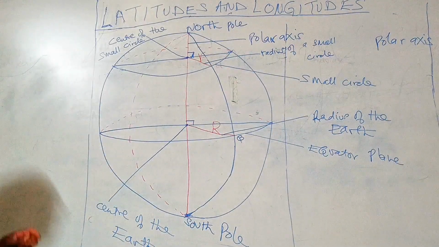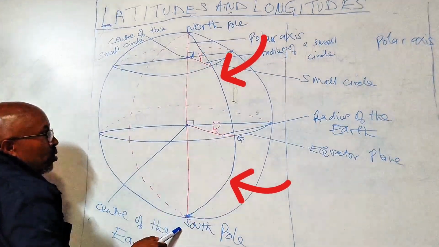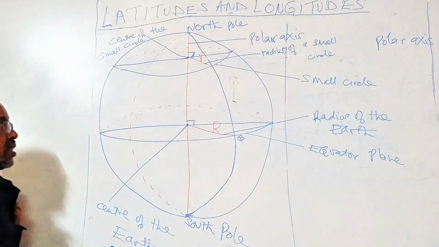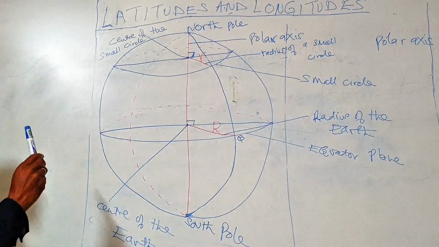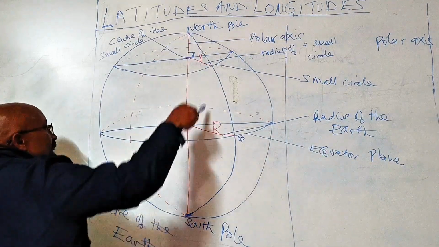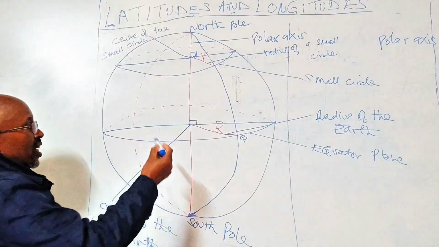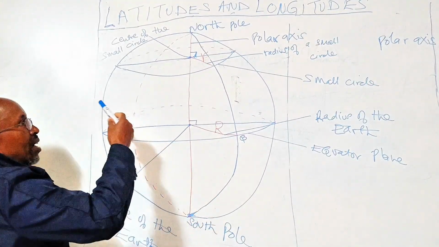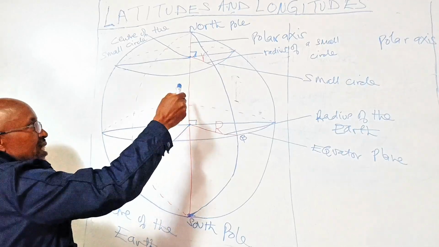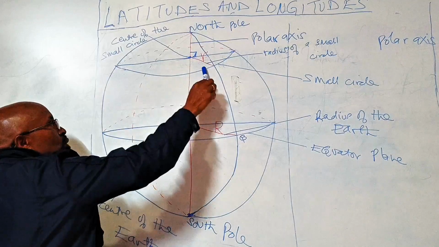Longitudes are drawn from north to south pole, and they are referred to as great circles because they have the radius equal to the radius of the Earth. All the other latitudes are parallel to the equator and they are small in size, and their radius is denoted by small letter r.